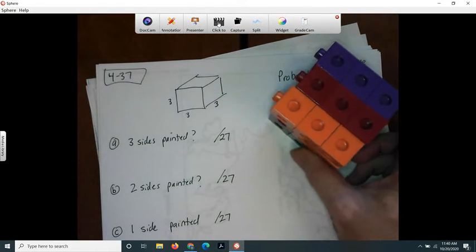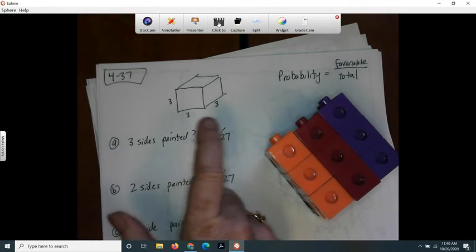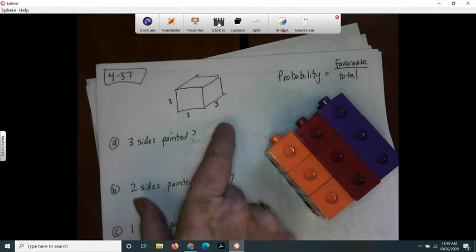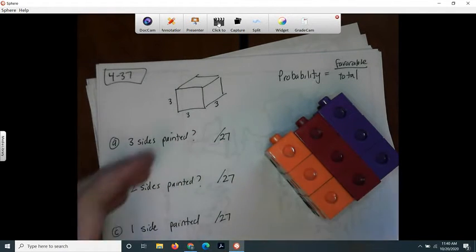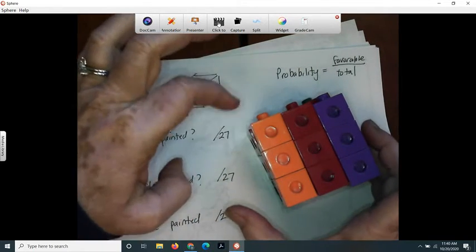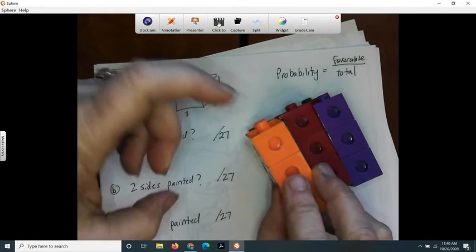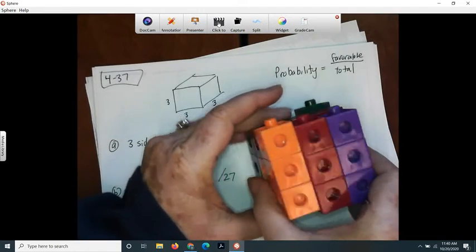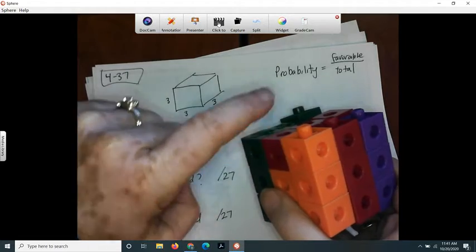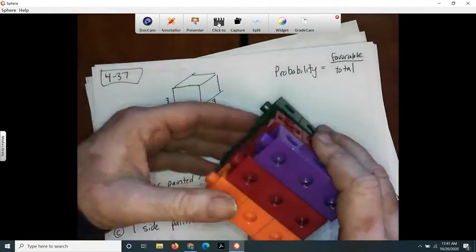Okay, so what's the probability that 3 sides are painted? I'm just going to find out how many of these cubes would have 3 sides painted and put it in the numerator, because that would be favorable over total. The ones with 3 sides painted are the ones that have 3 sides showing. This cube right here has 3 sides showing because it's a corner. This side will get paint, this side will get paint, and this side. It has 3 sides exposed. The corners are the only ones that have 3 sides exposed.